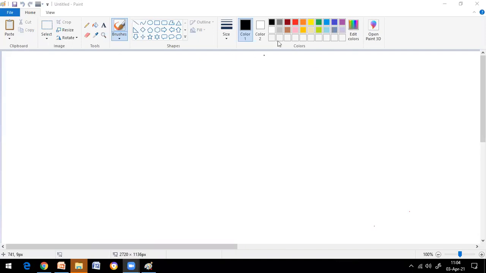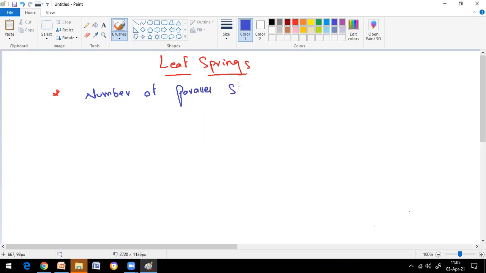So we are discussing leaf springs. I think you all understood what exactly leaf springs are. Here, very important points I will straight away reflect. Leaf springs basically consist of a number of parallel strips.